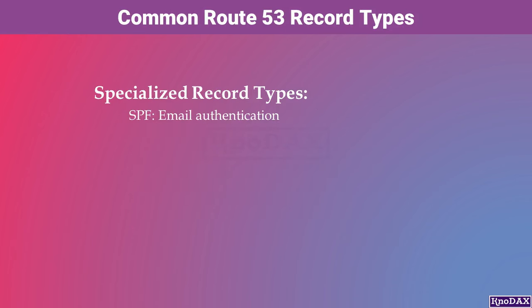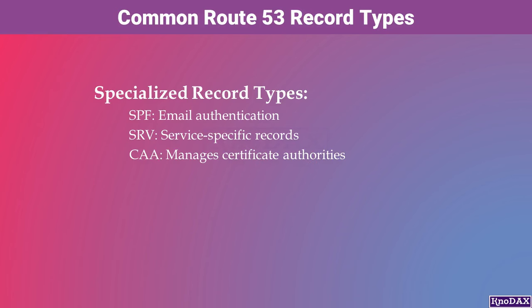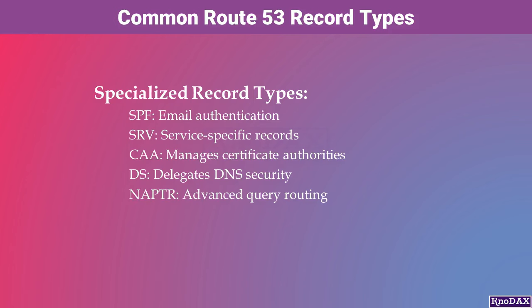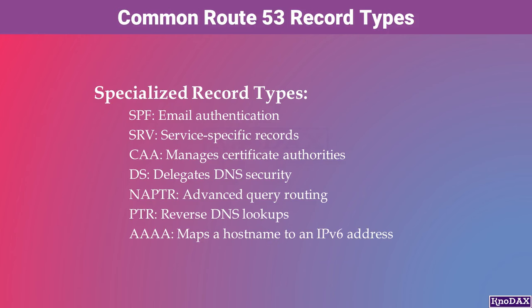Next, we have specialized record types for specific scenarios. SPF for email authentication, SRV for service-specific records, CAA for managing certificate authorities, DS for delegating DNS security, NAPTR for advanced query routing, PTR for reverse DNS lookups, and AAAA records, which map a host name to an IPv6 address. Understanding these record types ensures you can configure DNS settings to meet a wide range of requirements.